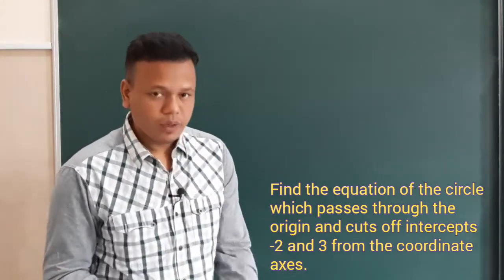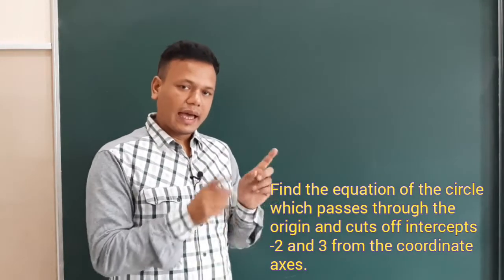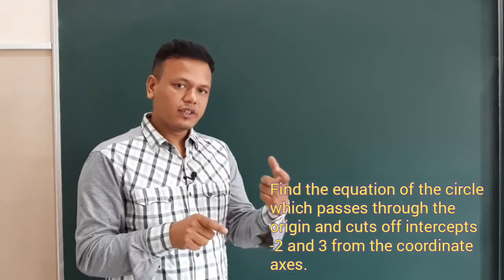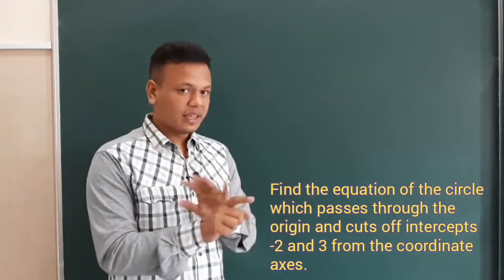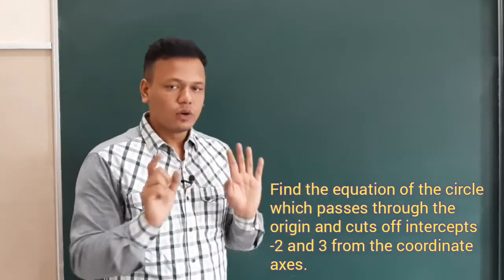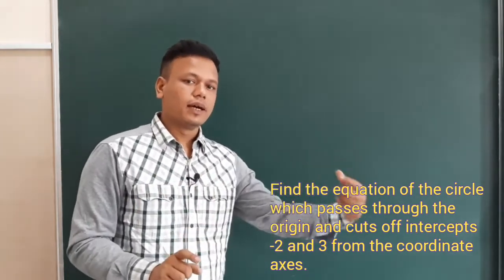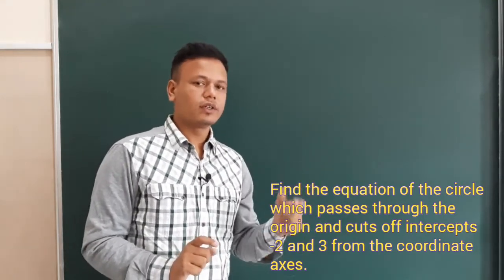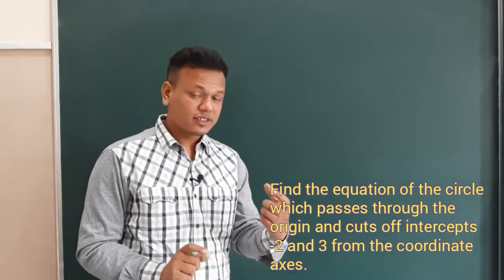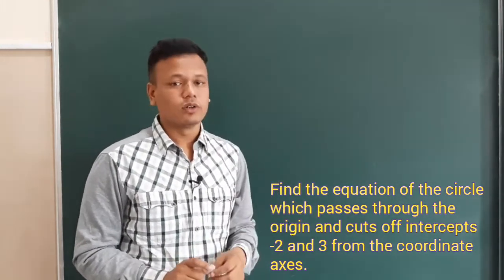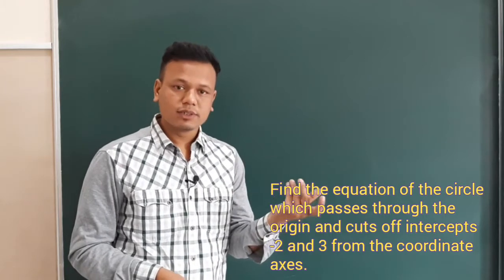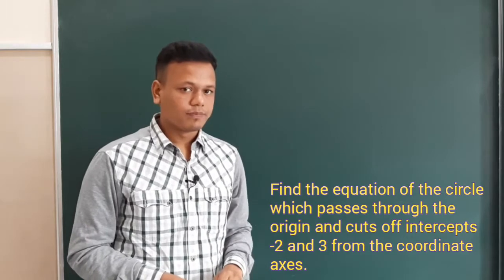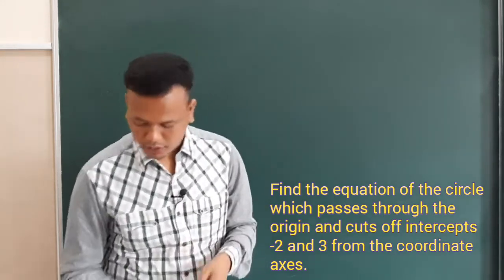So there's a circle which passes through the origin, and it makes minus 2 as its x-intercept, because they have not said anything specific about x-intercept and y-intercept. They have just said minus 2 and 3 are the intercepts made on the coordinate axes. Whichever is in front has to be the x-intercept, and whichever is given later has to be the y-intercept. So the x-intercept is minus 2 and the y-intercept is 3 in this case. You need to find the equation of that circle.